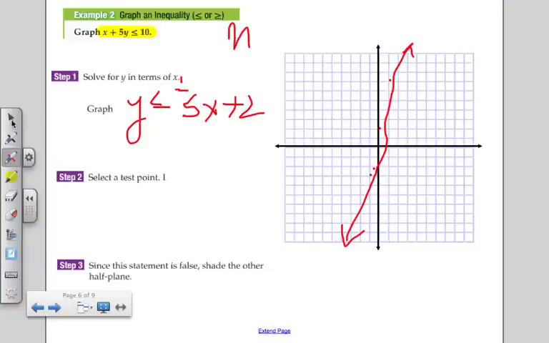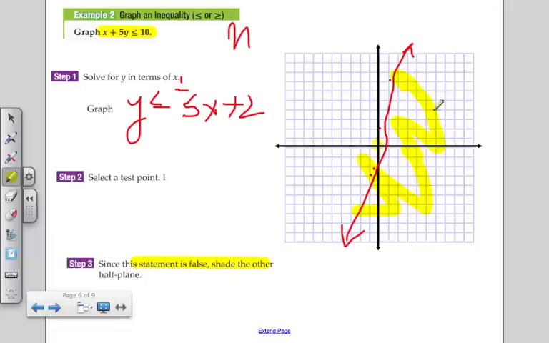Again, this time we pick our 0, 0 point, but this time we find out that the statement is false when we use 0, 0. So 0, 0 is false, therefore we'll shade the other side. Oh boy. Yours are going to look much better than this, right guys? You'll shade the side opposite where the origin is, because the origin is not part of the solution.